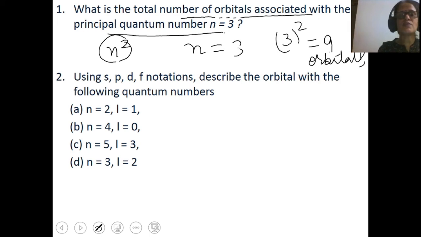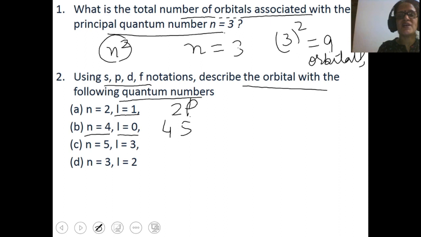Then the second question is: using SPDF notation, describe the orbital with the following quantum numbers. If n is equal to 2, L is equal to 1, children, L is equal to 1 represents the p subshell. So how will you describe the orbital? That will be the 2p orbitals. Then n is equal to 4, L is equal to 0. Again, you know that L is equal to 0 represents the s subshell. The orbital designation will be 4s.